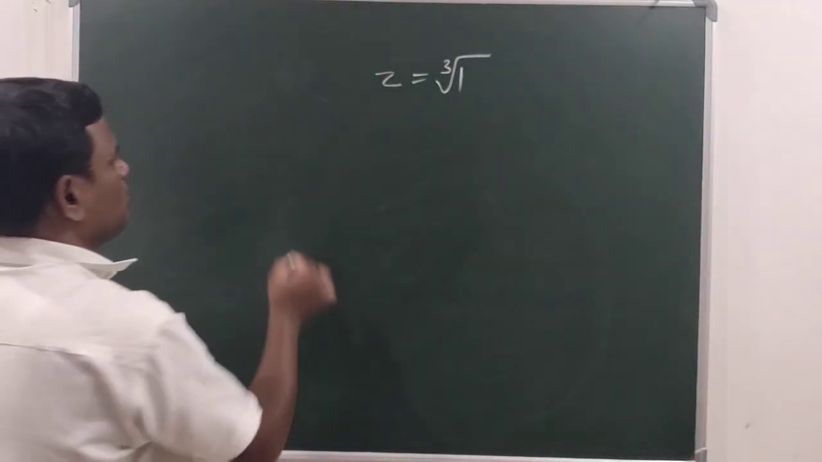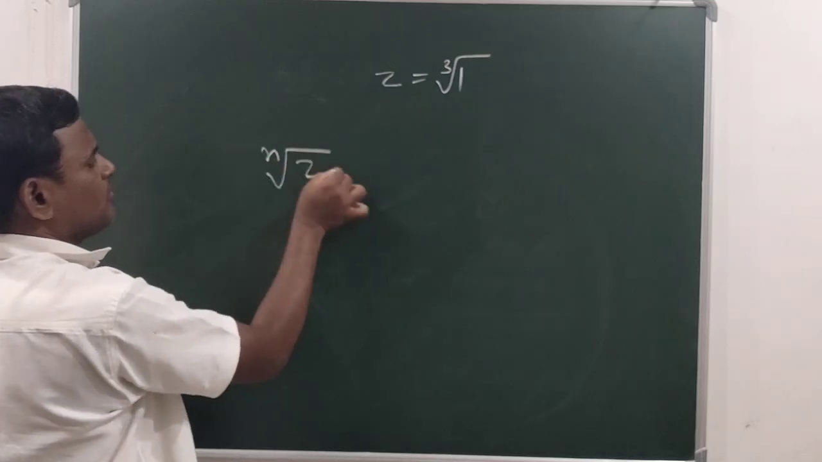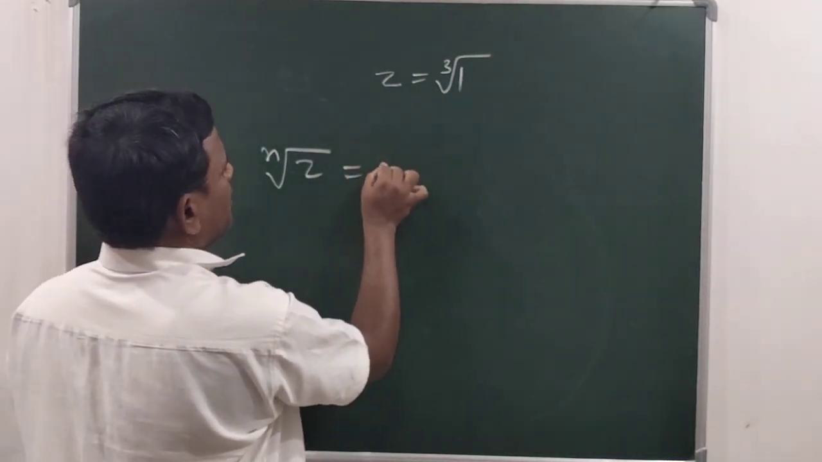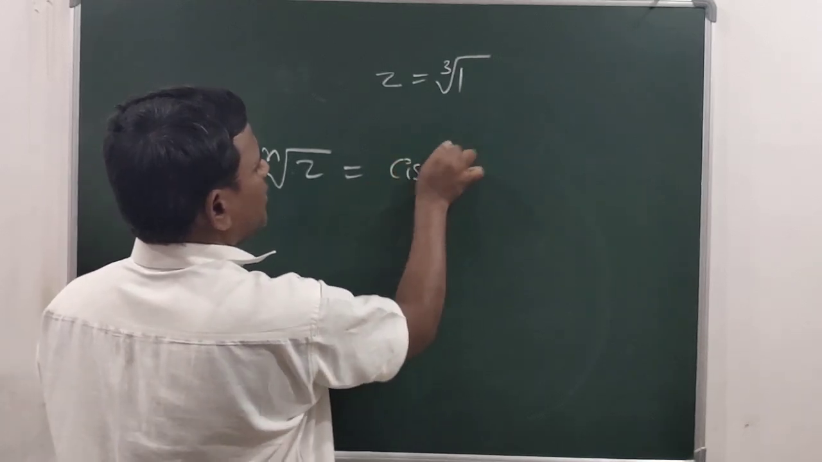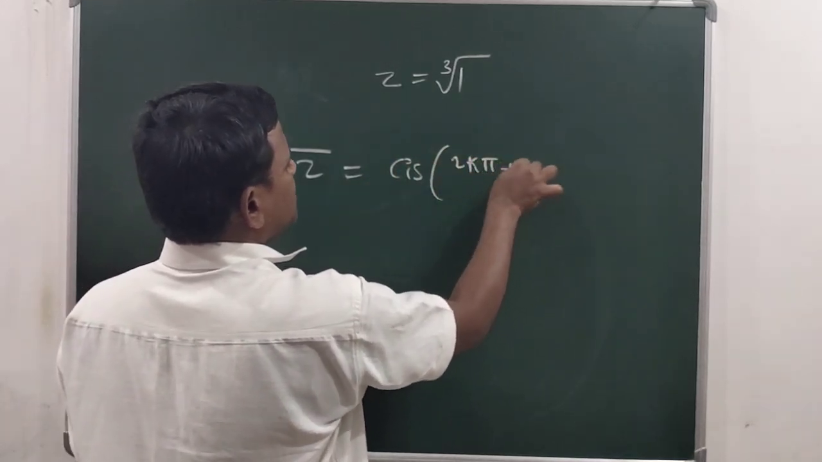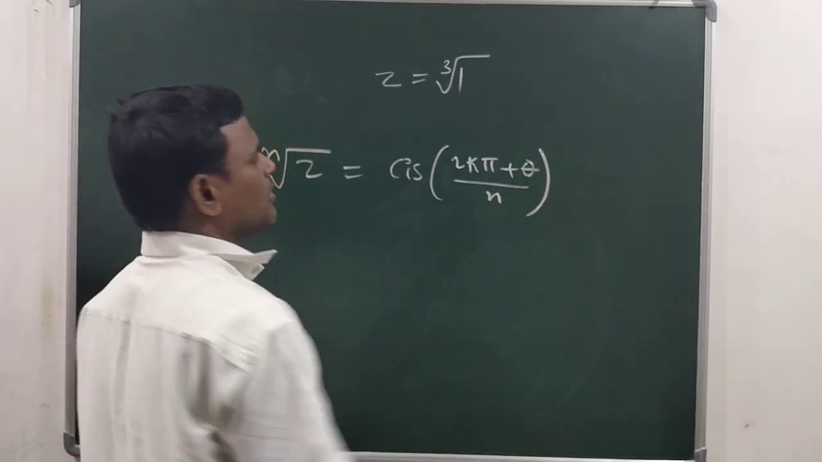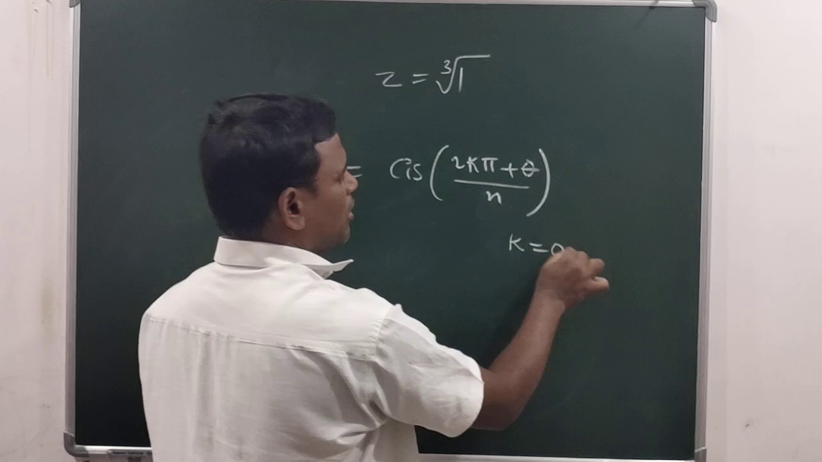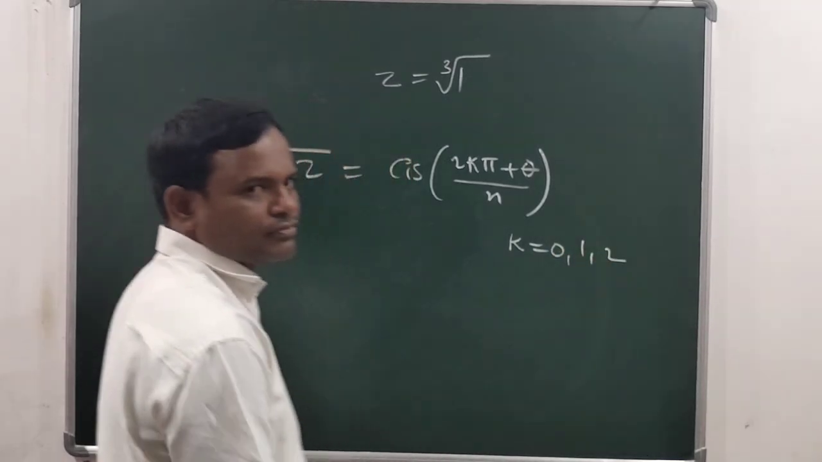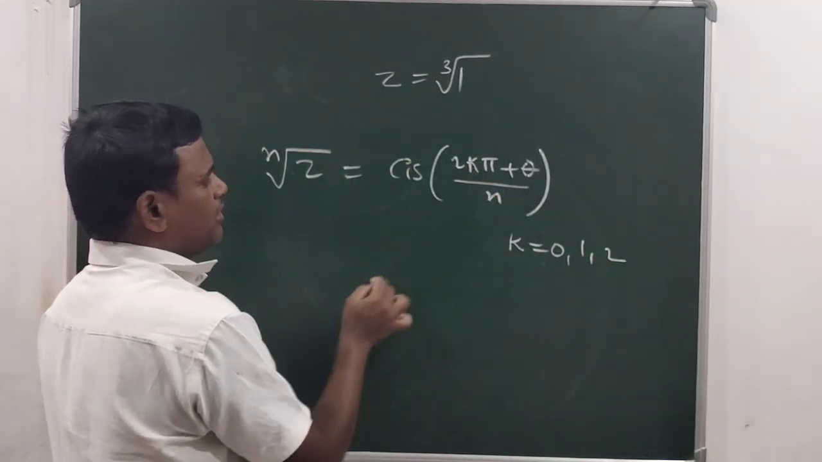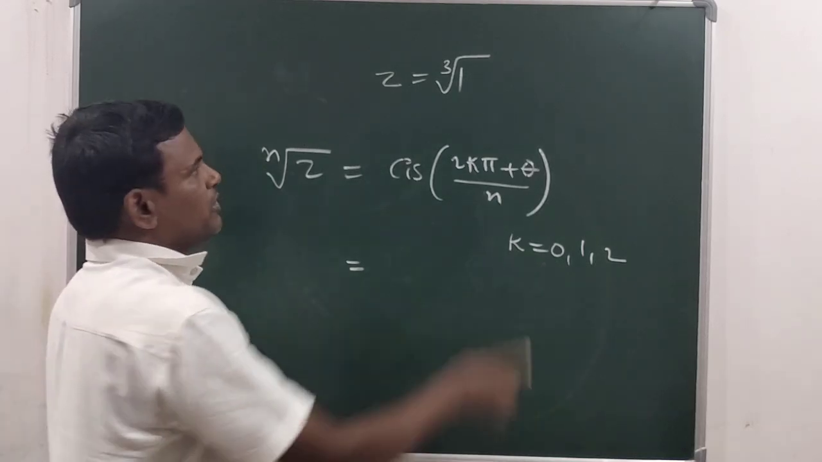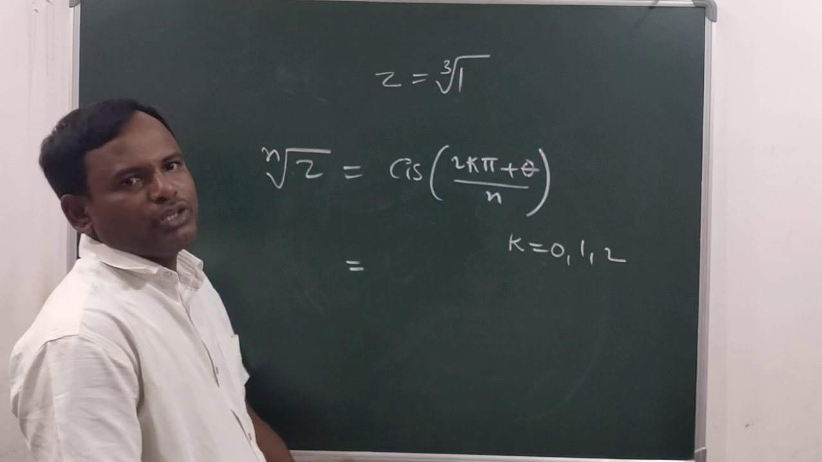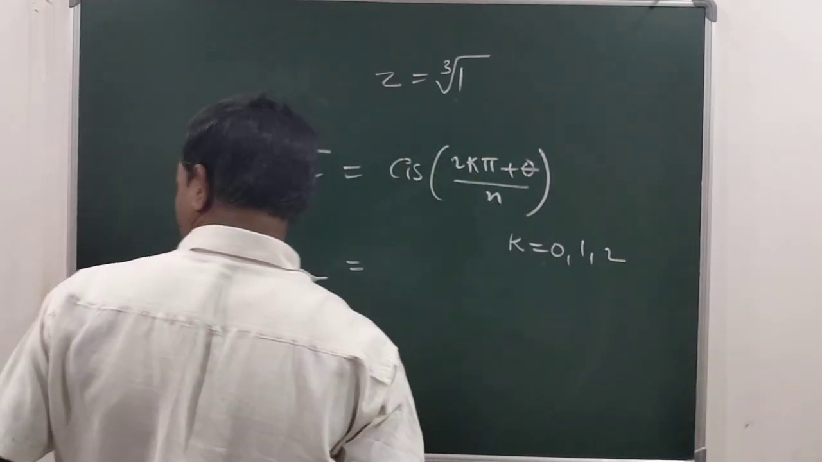What is the nth root of a complex number? Here the magnitude is 1 because it is unity. So what do you get? Cis of (2k pi plus theta) by n, where k is, tell me students, either 0, 1 or 2. Now if you write k equal to 0 here, for unity the principal argument theta is 0, you know that. So here what do you get?